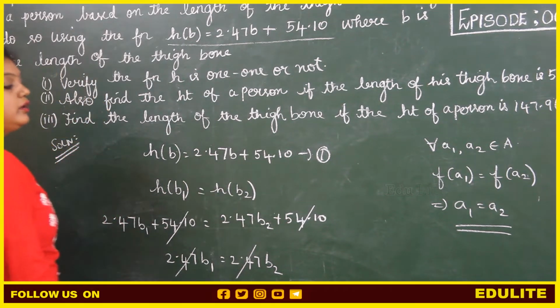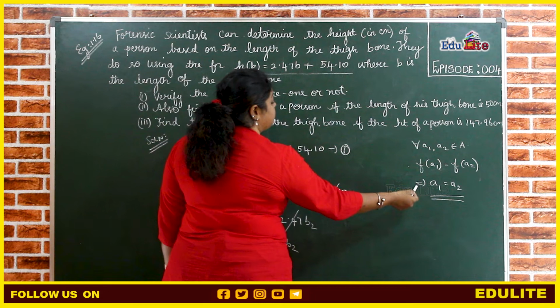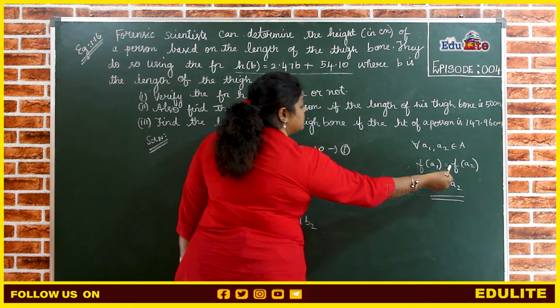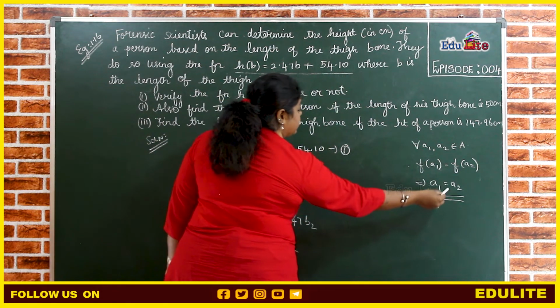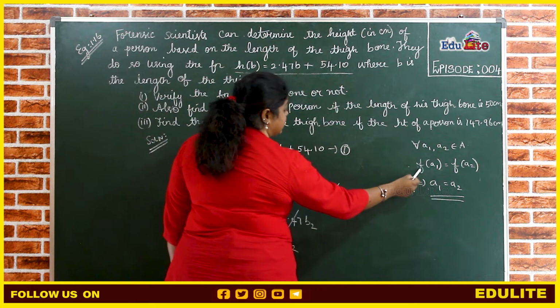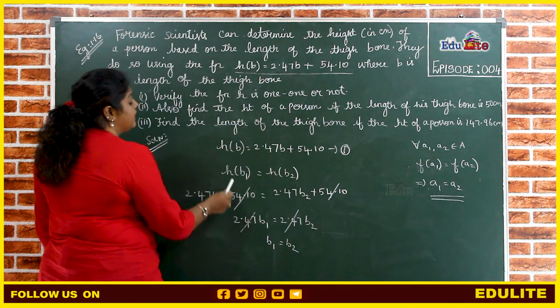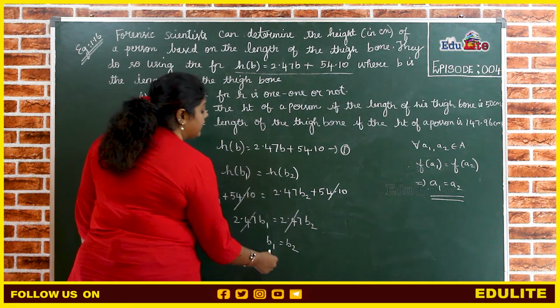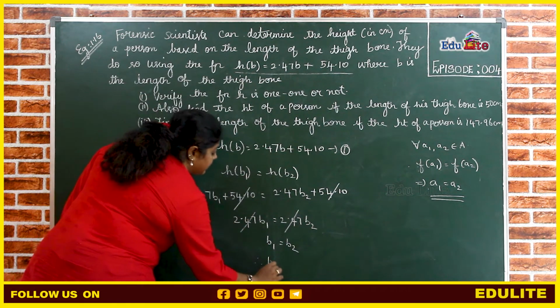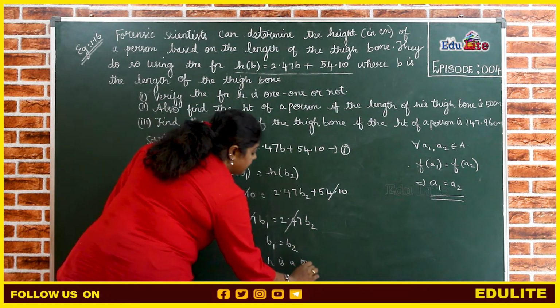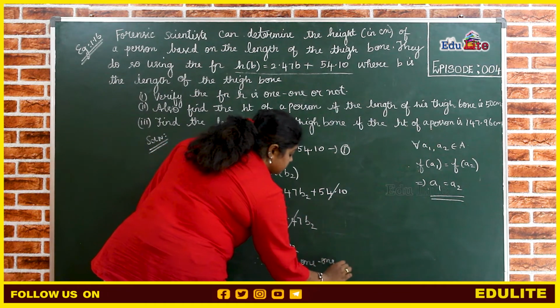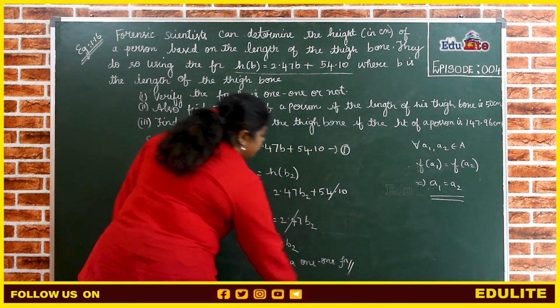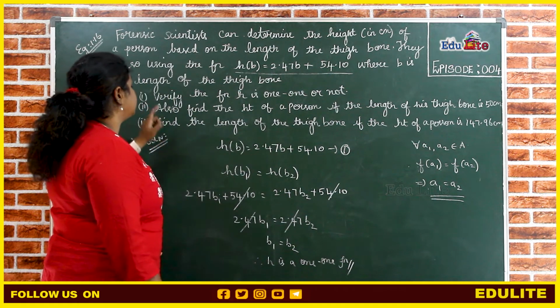As I already told you, according to the definition, if we can bring f of a1 equals f of a2 as a1 equals a2, then f is called a one-to-one function. Similarly, we took h of b1 equals h of b2, and from that we got b1 equals b2. Therefore, h is a one-to-one function. We have completed the first subdivision. We will do the second one.